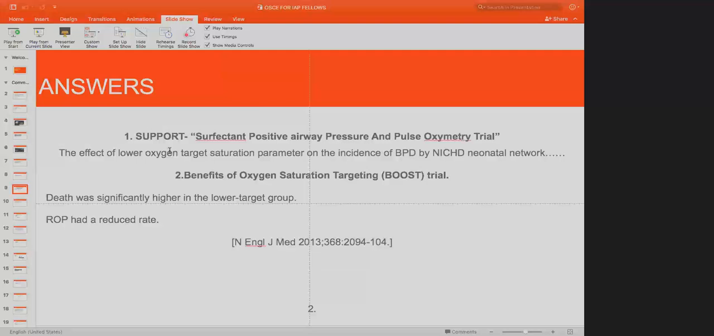It was a trial where the low oxygen target saturation of 85 to 89 was compared with the higher oxygen saturation, and it was seen that the ROP rates were reduced, but mortality was increased, and the death was significantly higher. And the BOOST trial was the Benefits of Oxygen Saturation Targeting trial. So all these are a part of NeOProM: SUPPORT, BOOST, COT.